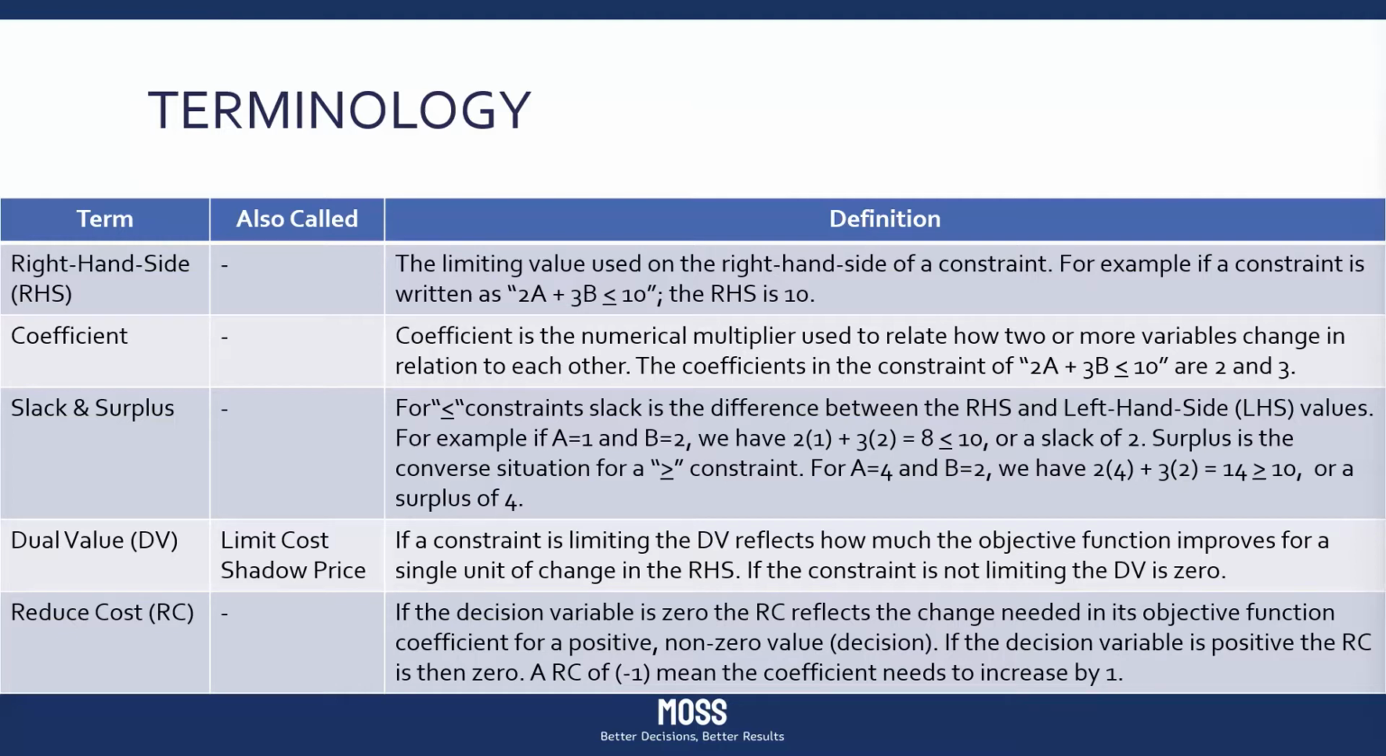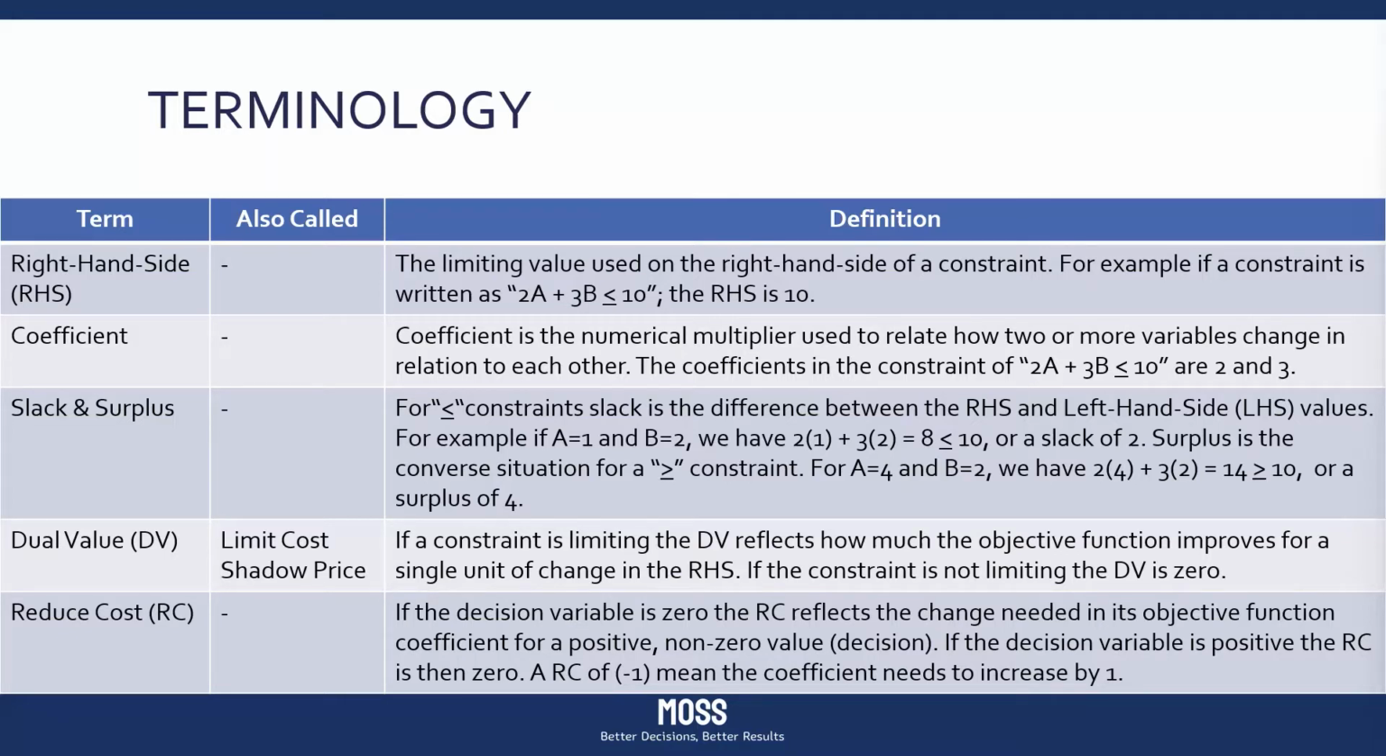But if you have a constraint that is limiting the problem, so if we take the case of 2a plus 3b less than or equal to 10, if that value of 10 is limiting the solutions and the values of A and B, then that constraint would have a dual value or limit cost associated with it. And that value, let's say it's 4, would mean that for an increase of 10 to 11 on the right-hand side, we could improve our objective function by 4 units.